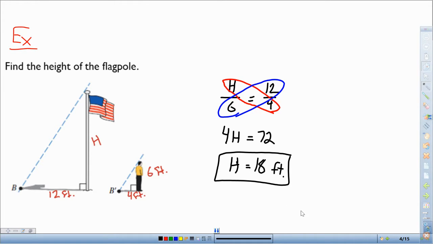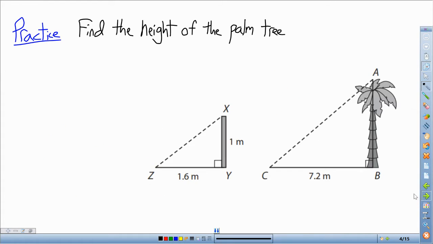The cool thing about this is, this is literally something you could do yourself. If you were outside and you were on the same plane as the flagpole, the same level ground, and you knew your height, and you could measure the length of your shadow and also the shadow of the flagpole, you could figure out the height of it using indirect measurement. So that's the idea. We're going to do a few more of these examples, but this is basically the idea of this whole lesson. So let's keep going.